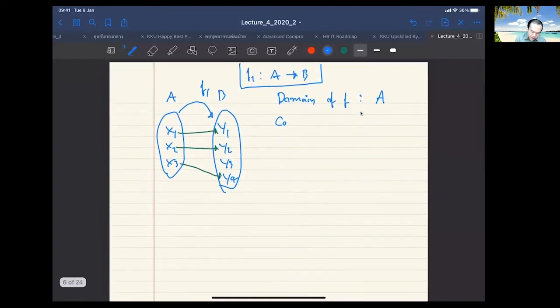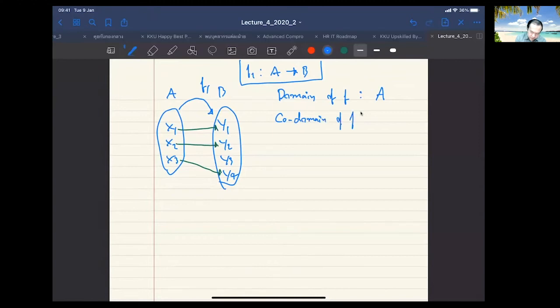And the codomain of F would be set B, because that's the area of the mirror, if you compare it to the mirror analogy. But not every area of the mirror is used. So the range or the image of F would be something that is actually used, which in this case is not set B, because not all the elements in set B are used. So the range or the image would be the set of Y1, Y2, and Y4. Only the elements that are used, or that have a link or line from A to B. Every element in B that is used is called the image.